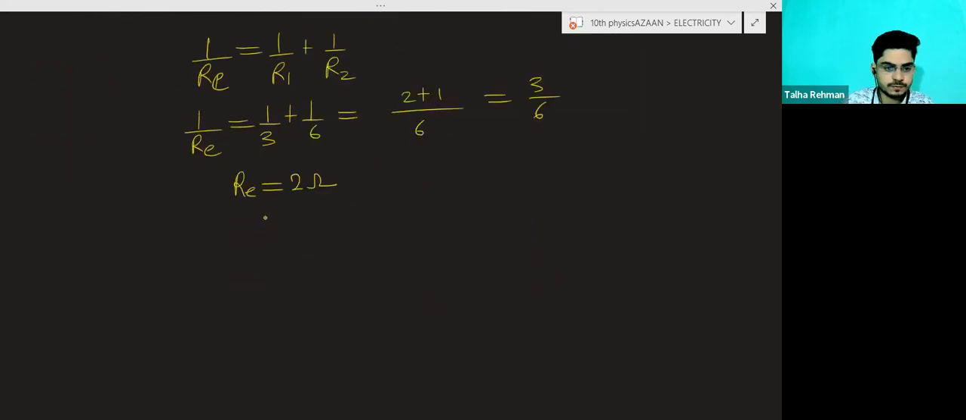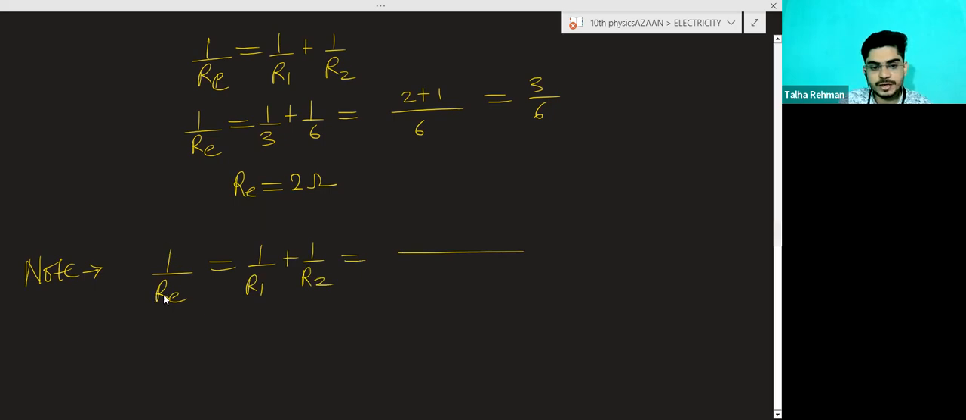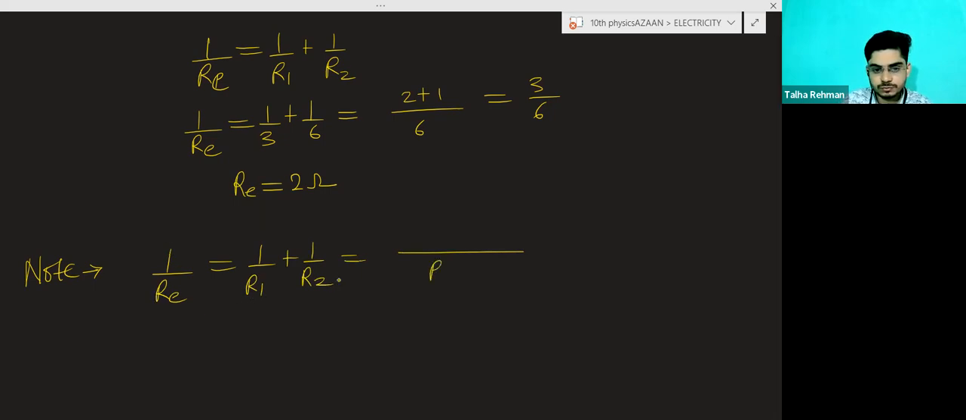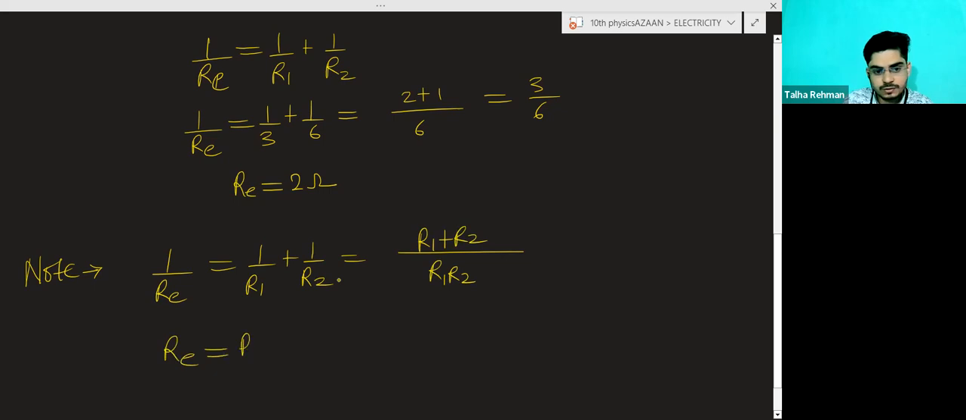Now there is one more way. If two resistances are connected in parallel, you will write 1 upon R1 plus 1 upon R2. From here you will take the LCM R1 R2, and in the numerator you will have R1 plus R2. Now when you find R equivalent, it will be R1 R2 divided by R1 plus R2. You can remember this result also for two resistances: the product of the resistances divided by the sum of the resistances.